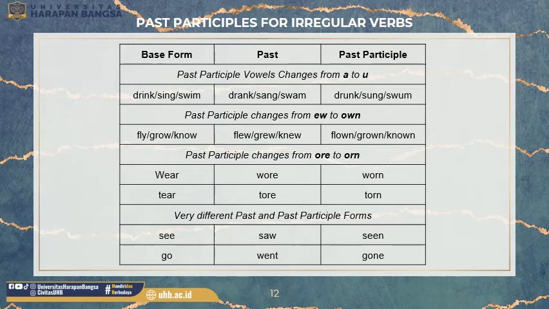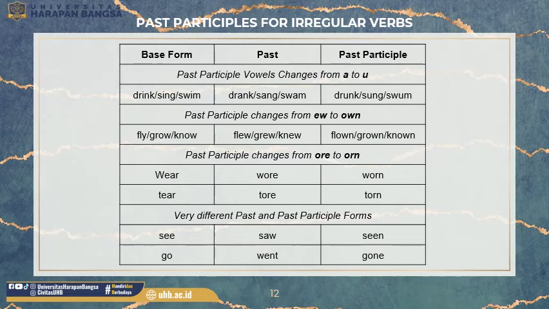Next, past participle changes from or to orn. Bentuk past participle yang berubah dari or menjadi orn ya. Misalnya, wear menjadi wore, kemudian worn. Jadi bentuk pastnya ada wore ya. Re di situ, kemudian past participle-nya berubah menjadi rn, worn. Tear menjadi tore, kemudian torn.